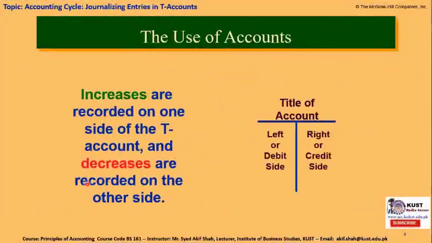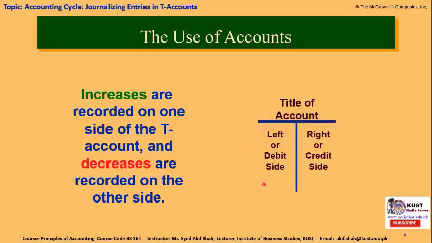How to use the accounts? We have a T-shaped account known as a T account. At the top of this T, we have to mention the title of the account. Let's suppose this T account belongs to the cash account or cash ledger, then we have to mention cash over it. That is, the title of the account will be cash.